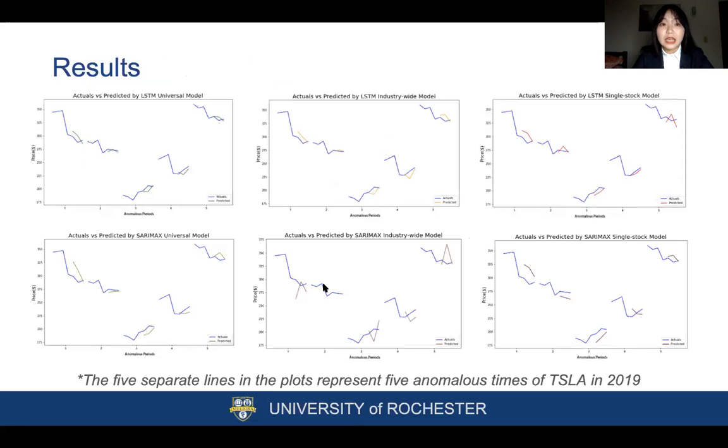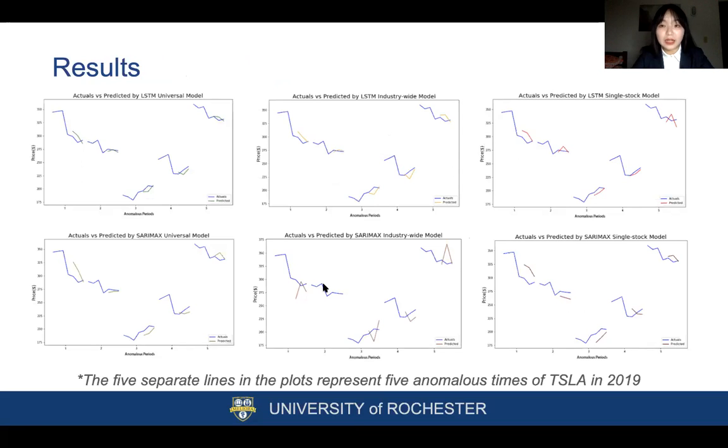Next, let's take Tesla as an instance. Here is the visualization of the result. The universal model denotes the model trained by the outliers of all stocks. The industry-wide model is the model trained by the outliers of the stocks in the same industry. As for the single stock model, it simply used a stock's own past outliers to train a model and then forecast its future values.